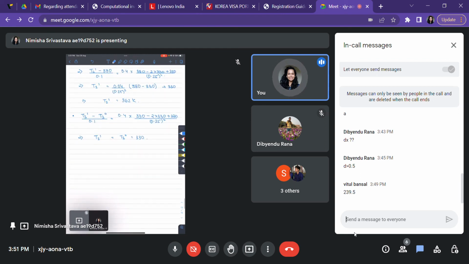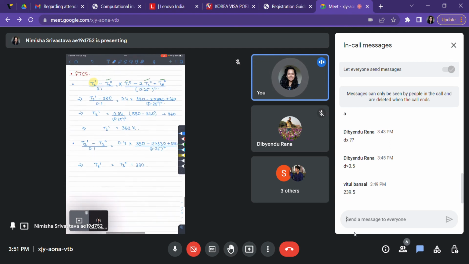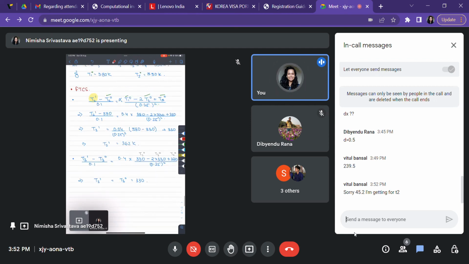So for the first time step, T31 is equal to T3 naught. Why? Because whatever values we are using over here, that is T20, T30, and T40, all of these are 330 at the first time step. So then it's equal to 330. Anyway, go for the wait.